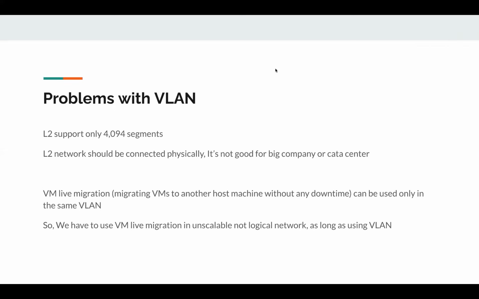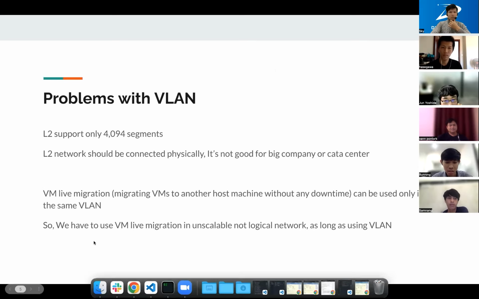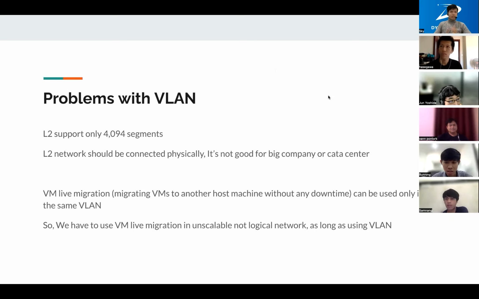I just wanted to say, segment is a group. So an L2 segment is an L2 network group. Yes, just like that. Thank you so much regarding the segment. Really interesting.